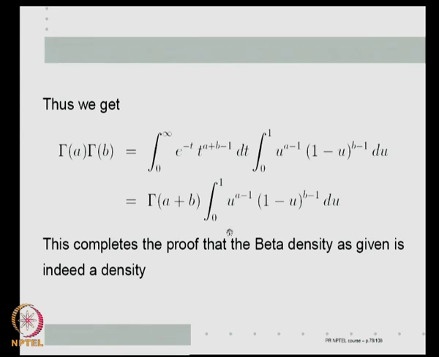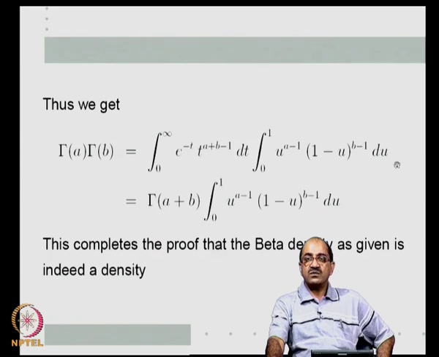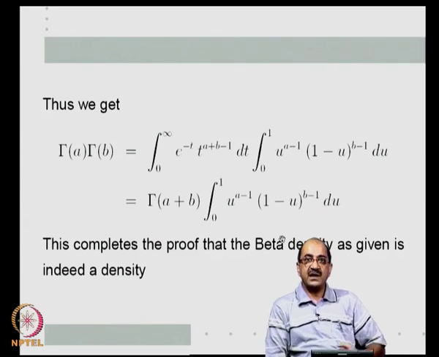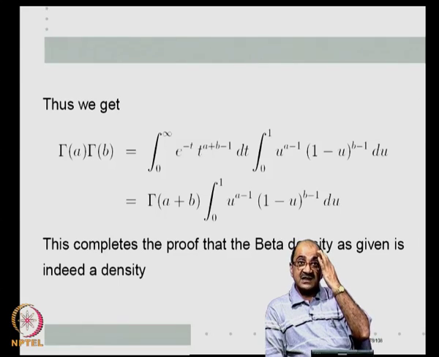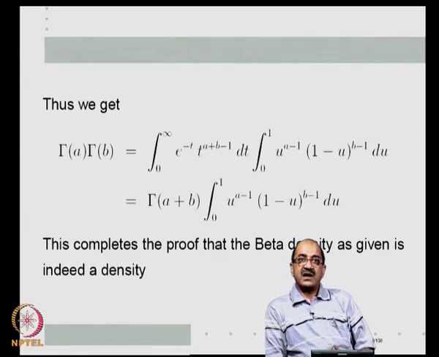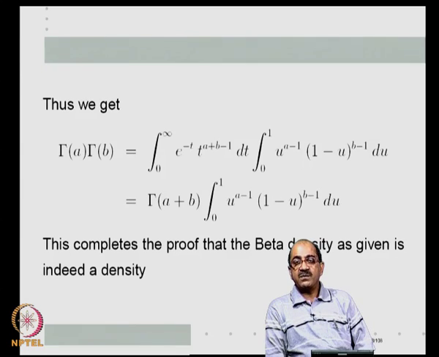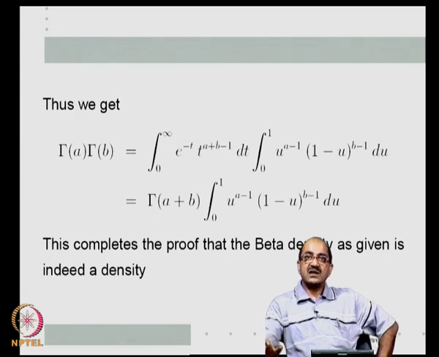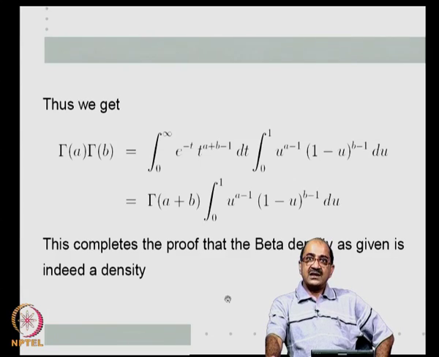So, gamma of a plus b, integral from 0 to 1, u to the power of a minus 1, 1 minus u to the power of b minus 1 du. So, if I take u to be p, then this is exactly what we wanted. Gamma a gamma b is gamma of a plus b into the integral from 0 to 1, p to the power of a minus 1 into 1 minus p to the power of b minus 1 dp. So, this completes the proof that the beta density is indeed a density.